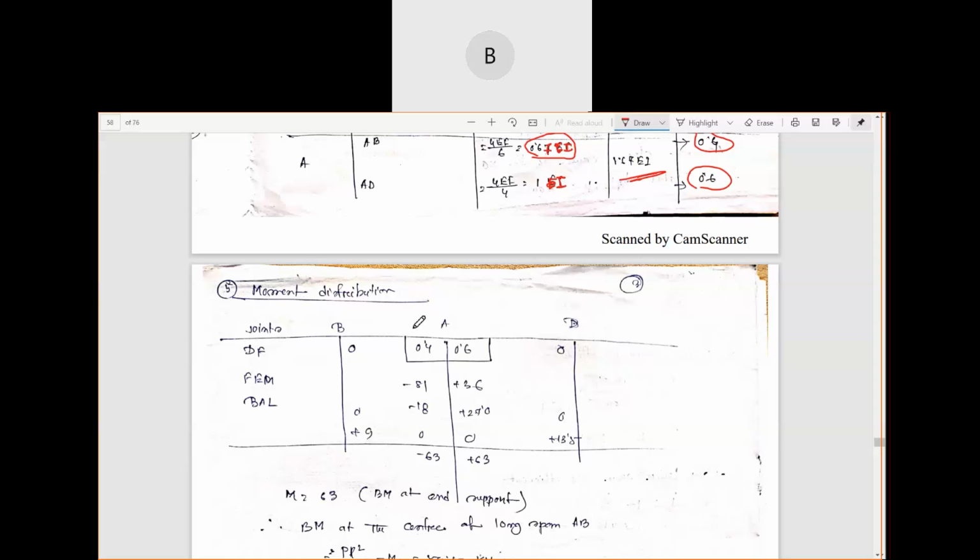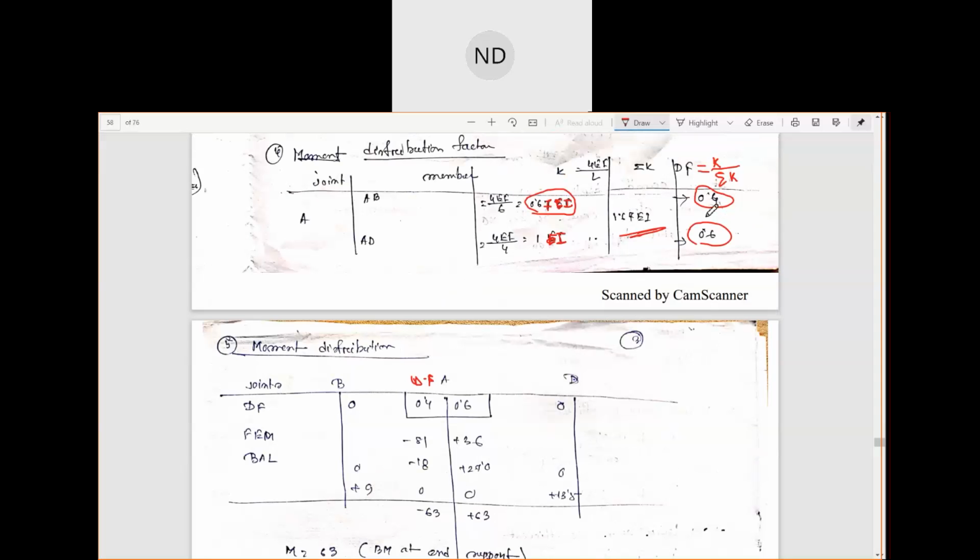These are your distribution factors. At point A, what was our distribution factor? You see, the distribution factor AB here is 0.4. So AB is 0.4, and this is another one, the distribution factor.